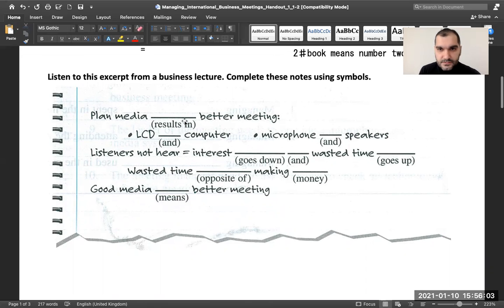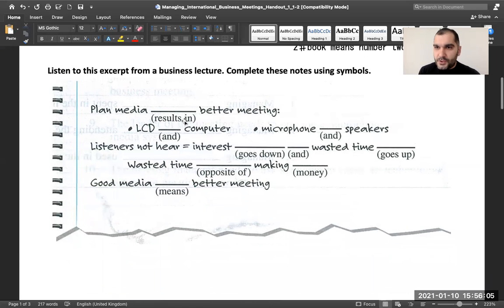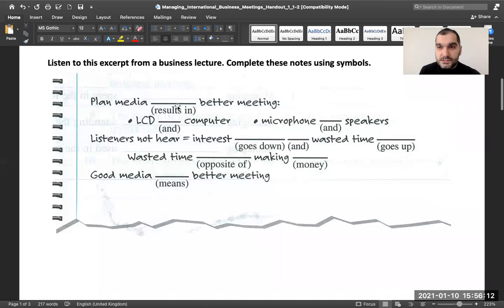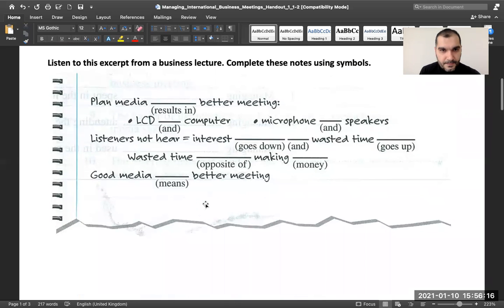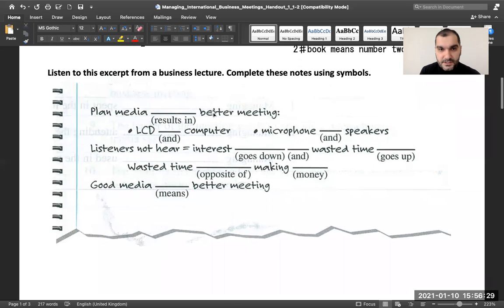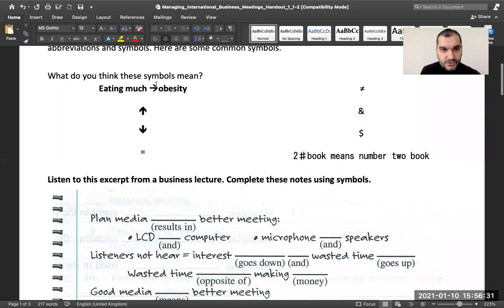You may pause the video here and give yourself some time to use symbols that you have learned here, instead of results in and goes down and money. While listening, you will hear planning media results in better meeting. So for results in, you may use this arrow here.